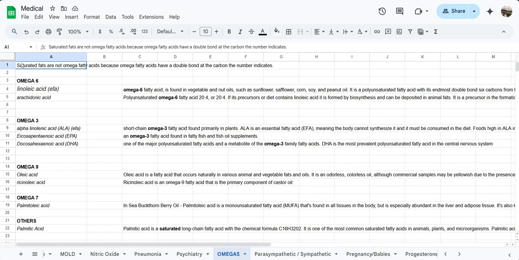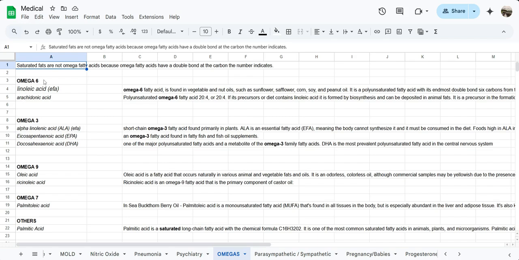So you can see saturated fats are not omega fatty acids, because omega fatty acids have a double bond at the carbon the number indicates. For example, omega-6, linoleic acid, is an omega-6 fatty acid. And so because saturated fats do not have an unsaturated bond at any place from the omega chain or the omega tail end, then you can't call them omega fatty acids, right? They're just saturated fats.